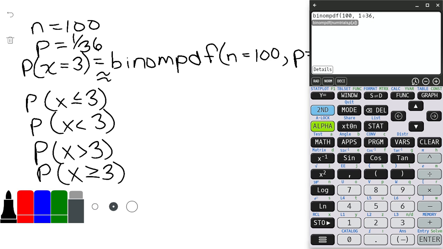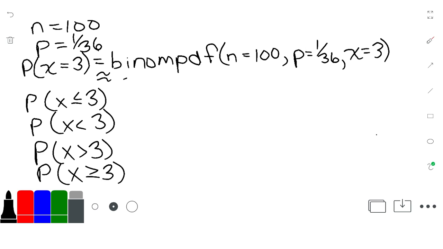And then we're doing 3. It's just habit for me, I always close the parentheses, enter. And so the probability there is approximately 0.225. Okay.